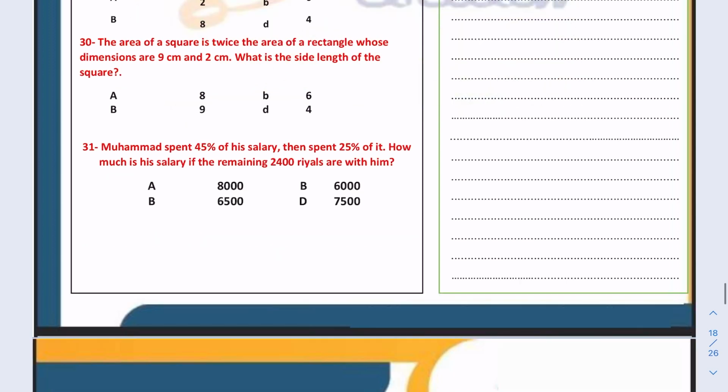Next question. The area of a square is twice the area of a rectangle whose dimensions are 9 and 2. What is the side length of the square? I have a rectangle. Area of the rectangle equals length by width. And I have a square. Area of a square equals the side to the power 2.